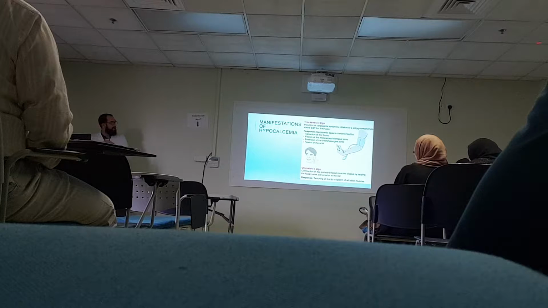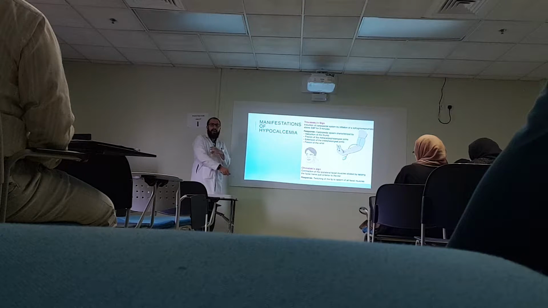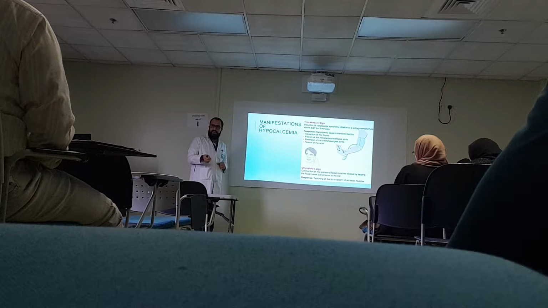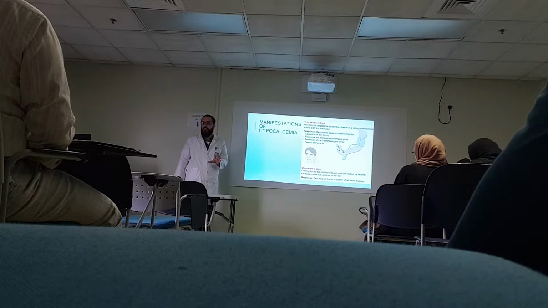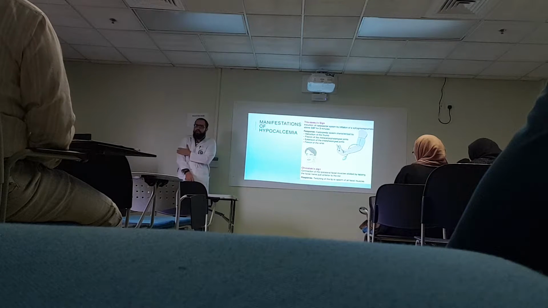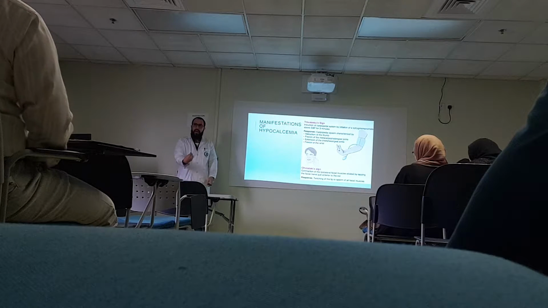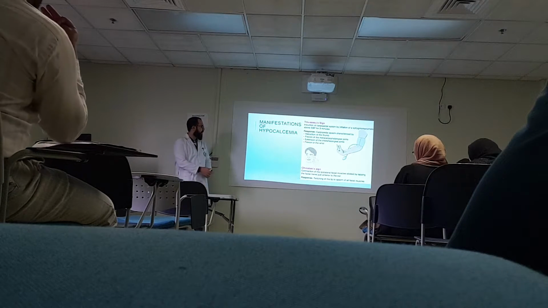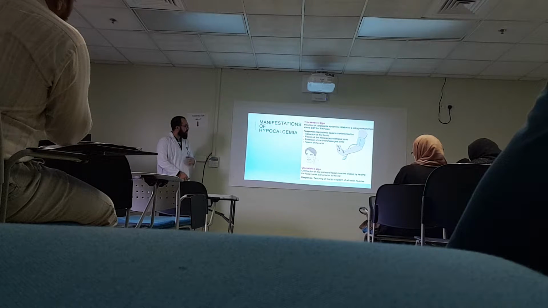The first sign is Trousseau sign. You apply a blood pressure cuff, measure the systolic blood pressure, and allow it to stay on the patient's arm for 3 minutes above systolic pressure. Okay, so if systolic blood pressure is 120, make it 125 for 3 minutes. The arm will start to move up and flex and make this posture. Okay, this gesture. The other method is Chvostek sign.